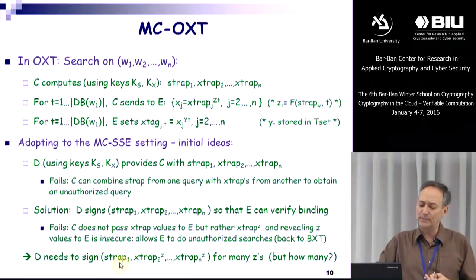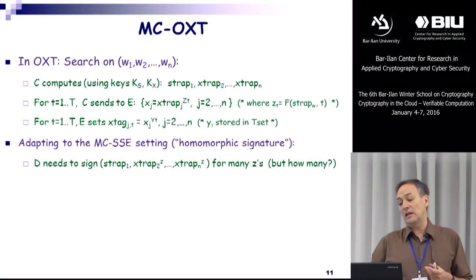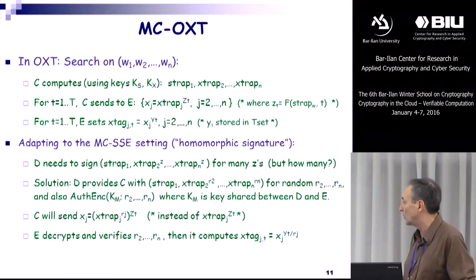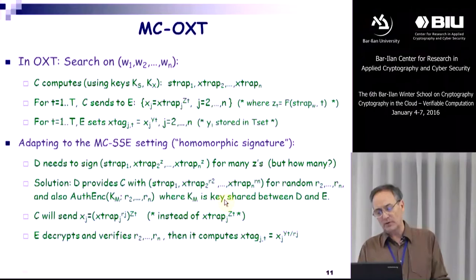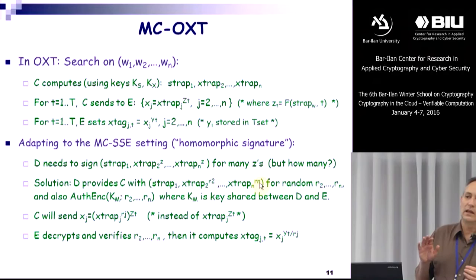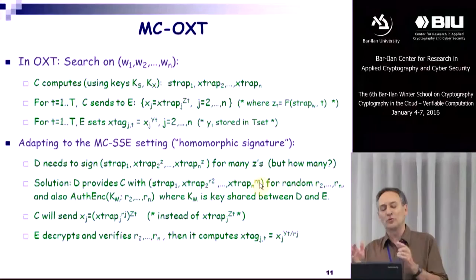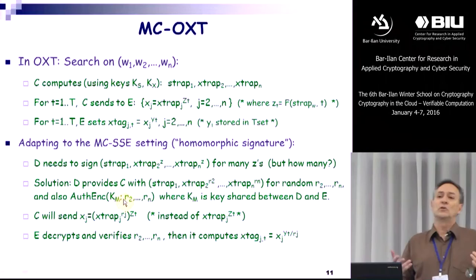But we are going to solve it with something that we can call homomorphic signatures, which basically works as follows. What Debbie is going to do, she's going to give a signature on xtrap to some random power r, xtrap 2 to the power r2, xtrap n to the power rn. Okay? She will give that to the client. And then she will take r, r2, up to rn and put that as an encryption sent to Eddie.